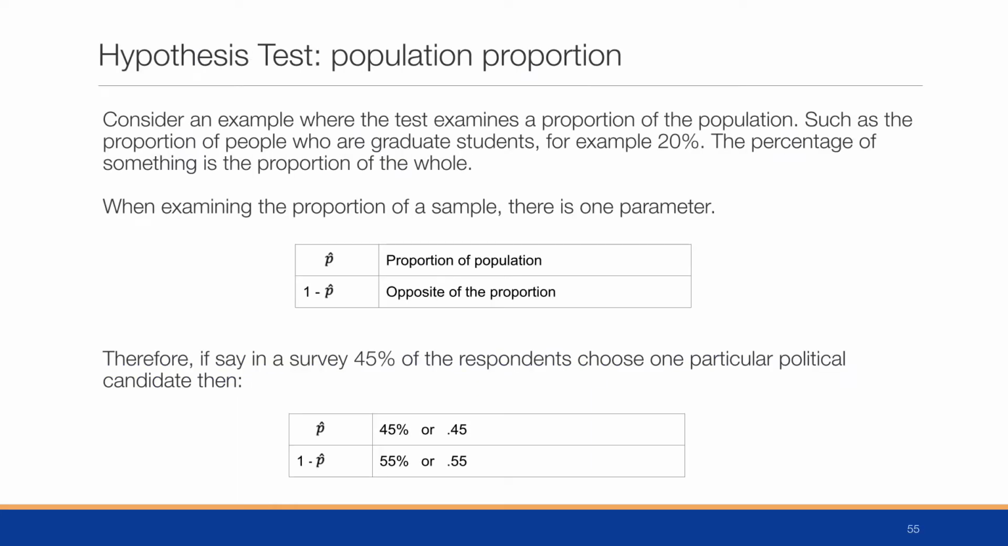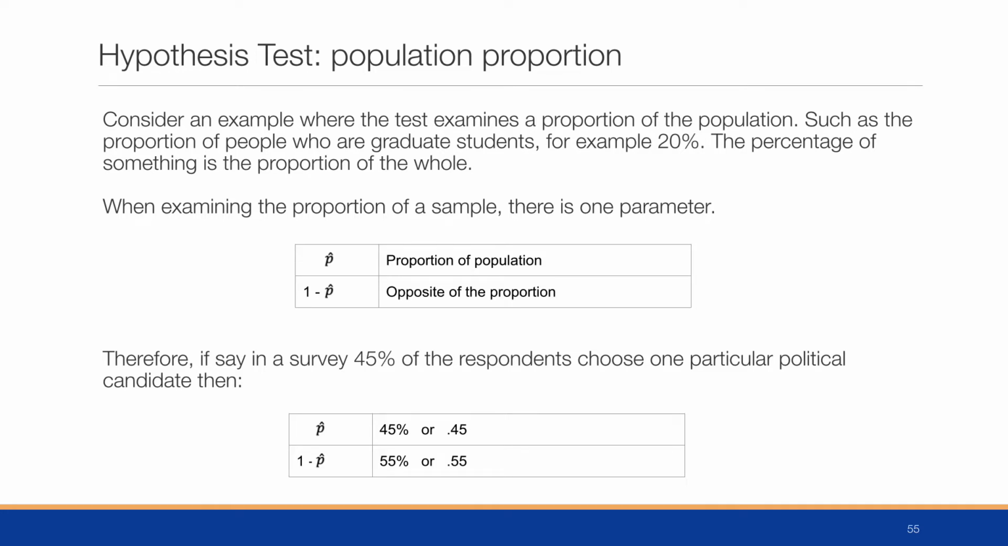Next, we're going to look at the hypothesis test of a population proportion. Consider an example where the test examines a proportion of the population, such as the proportion of people who are graduate students, for example, 20%, the percentage of something that is a proportion of the whole. When examining the proportion of a sample, there is one parameter.